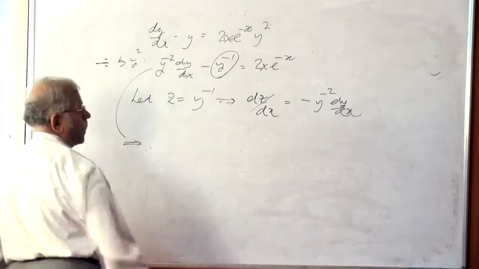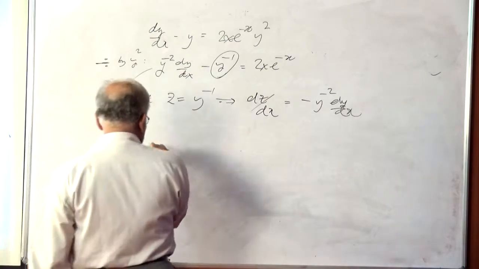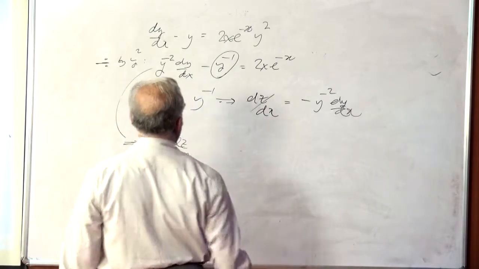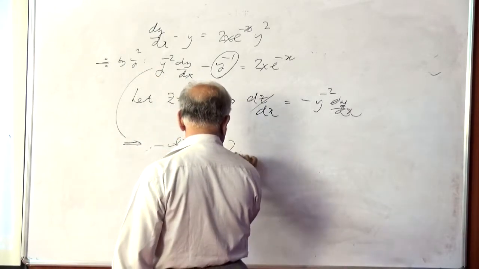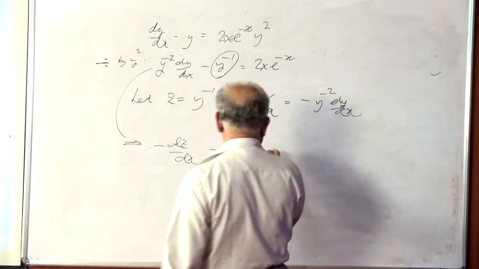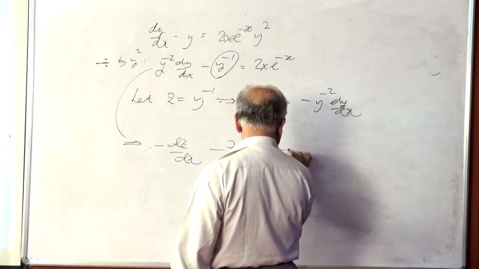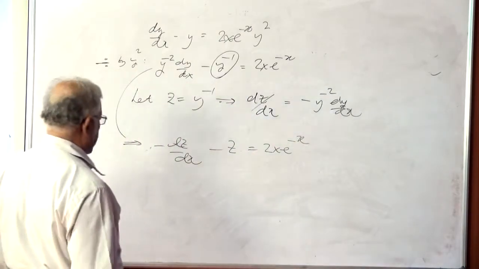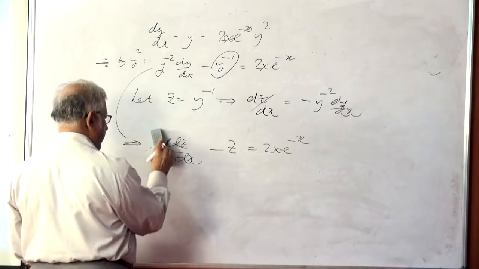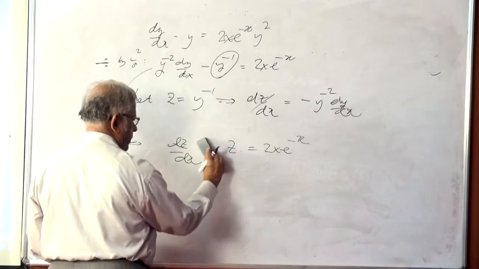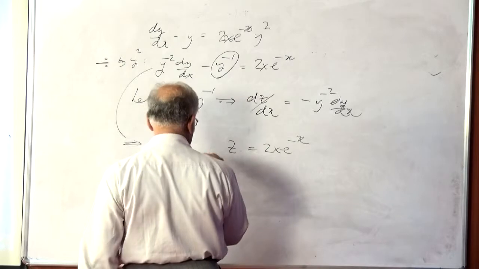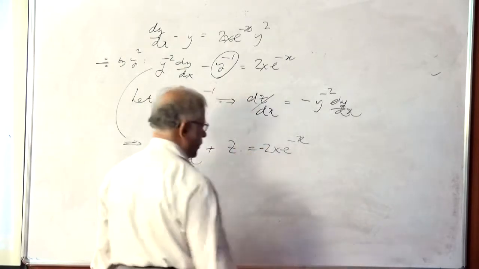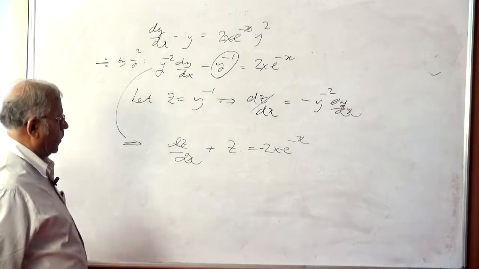we get minus dz dx minus z is 2x e to the power of minus x. If we replace every minus term with a plus, then we'll get plus z is equal to minus of 2x e to the power of minus x.